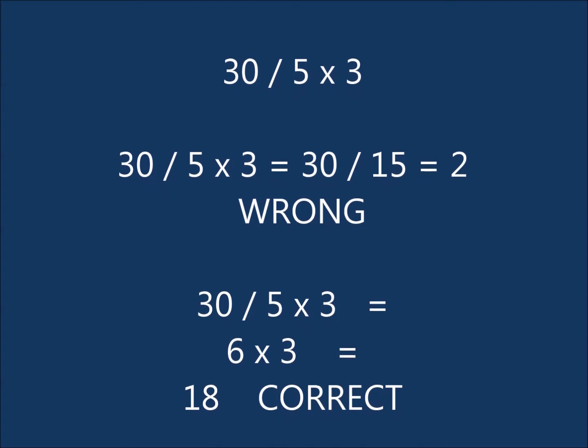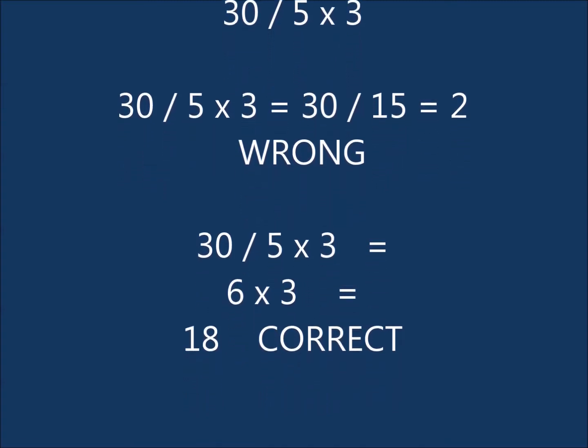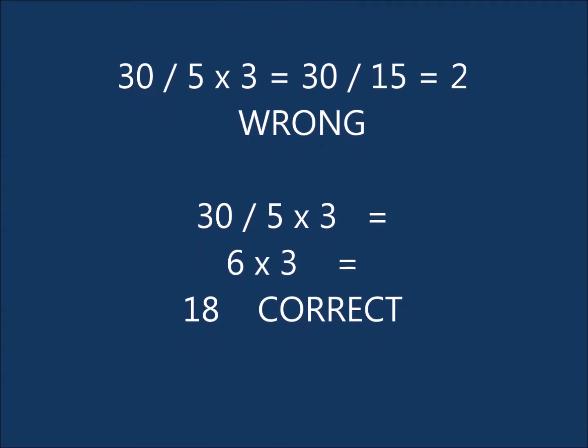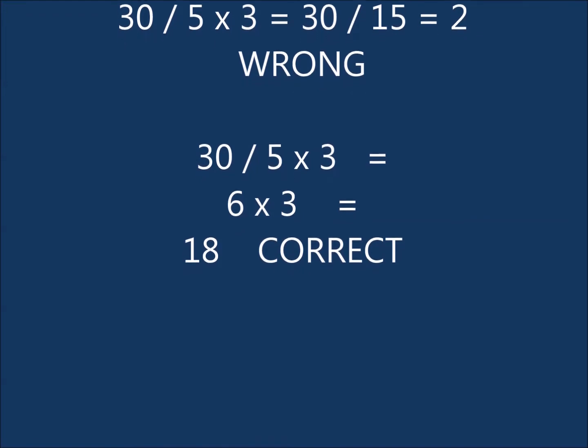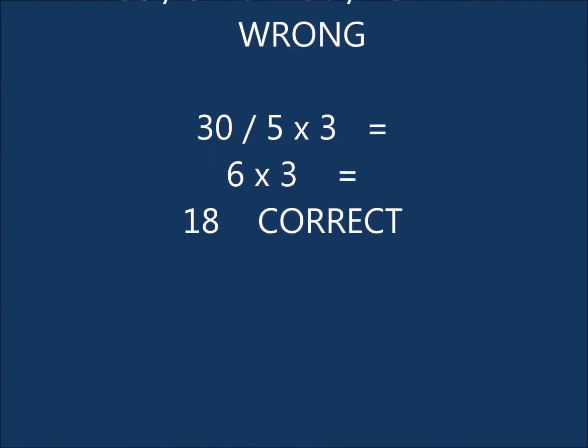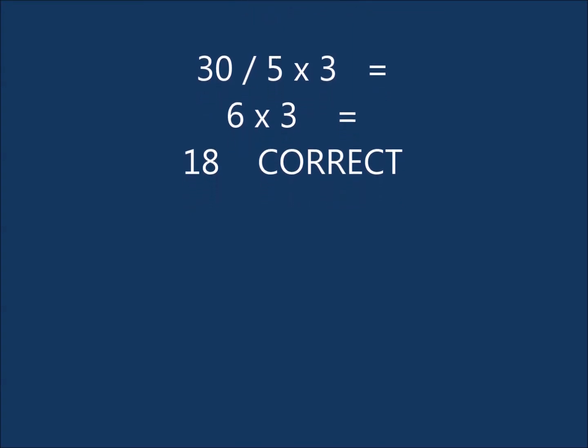So if we just go left to right, then we'll see 30 divided by 5 times 3, which to calculate that, we'll see the 30 divided by 5, which gives us 6, times 3 equals 18, and that answer is correct.